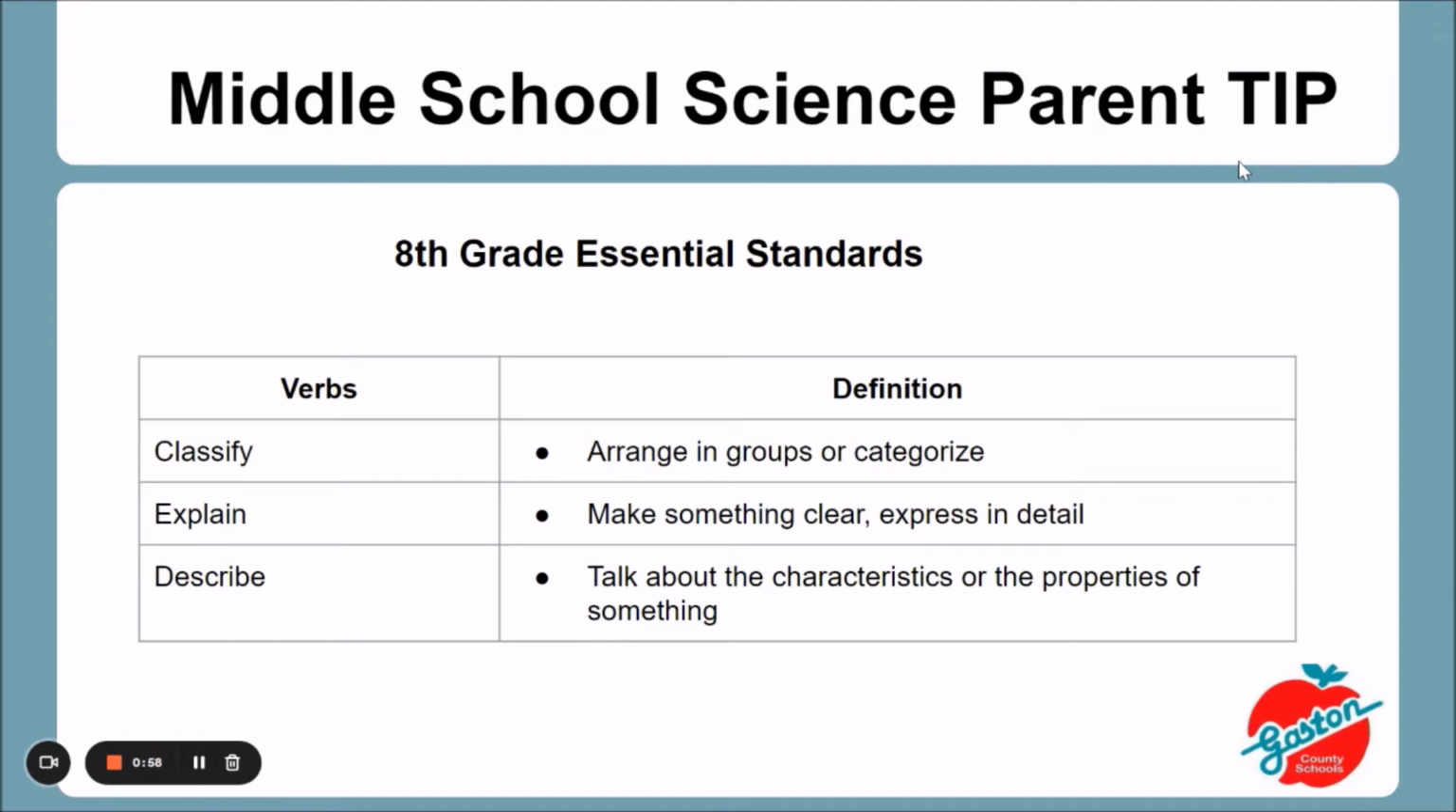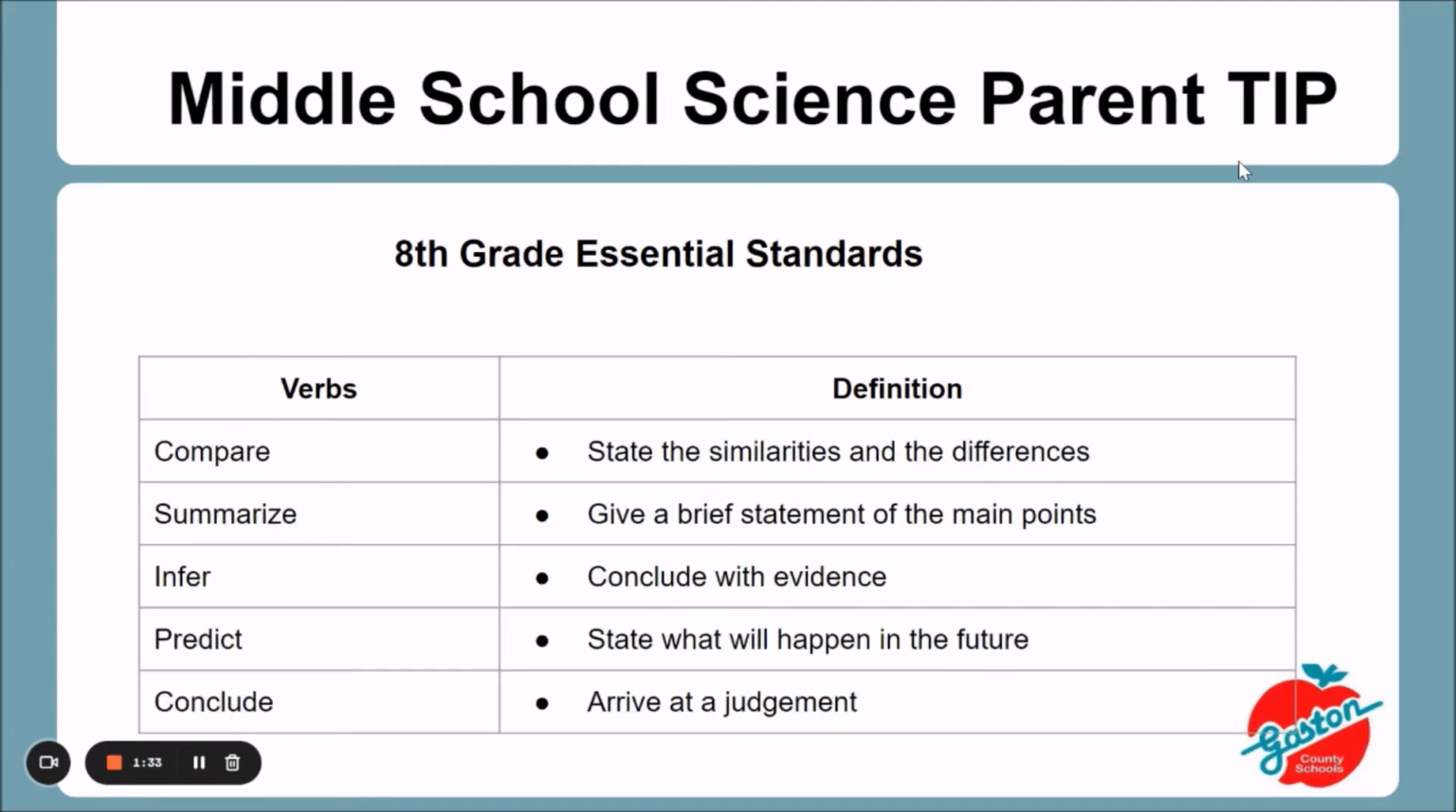Here is a list of the verbs and their definitions that are usually associated with the science standards. Classify. This means arrange in groups or categorize. Explain. Make something clear. Express in detail. Describe. So here you're talking about the characteristics or the properties of something. And in this case, in the learning target, you'll be given a noun.